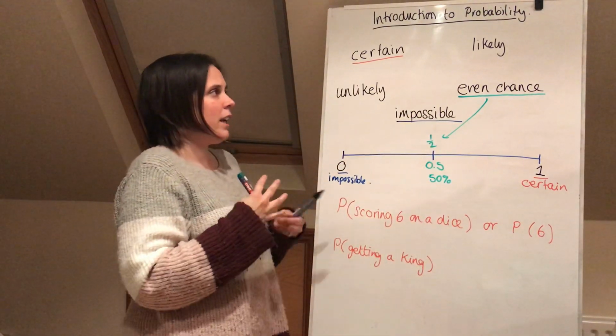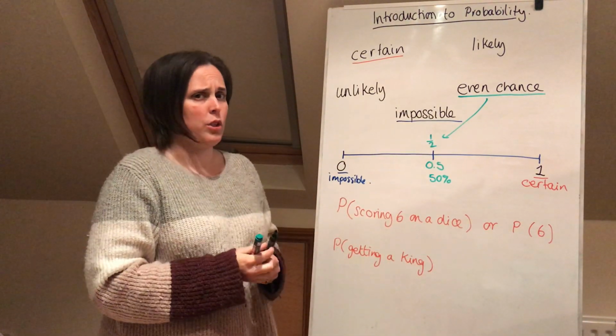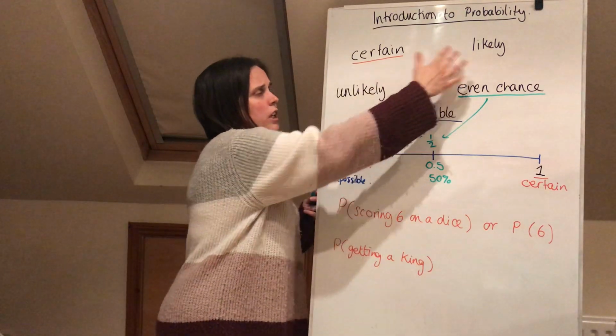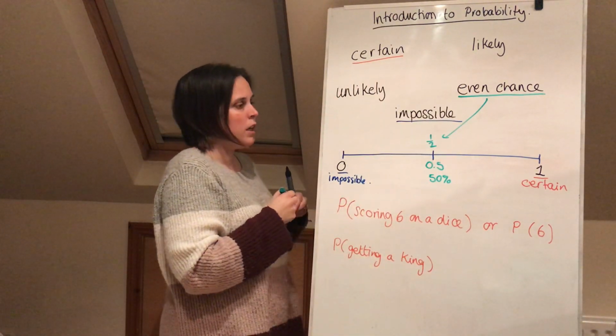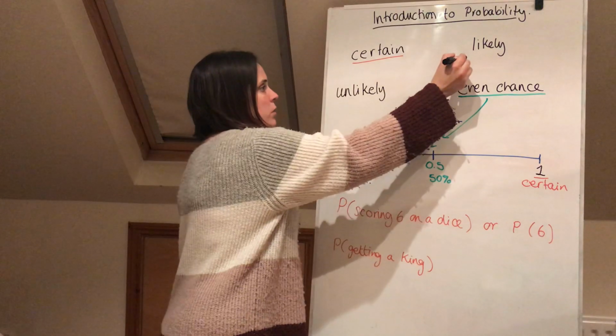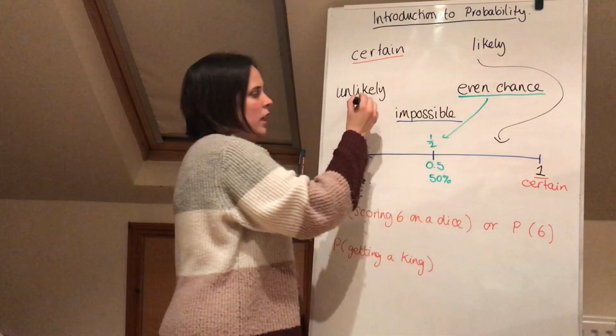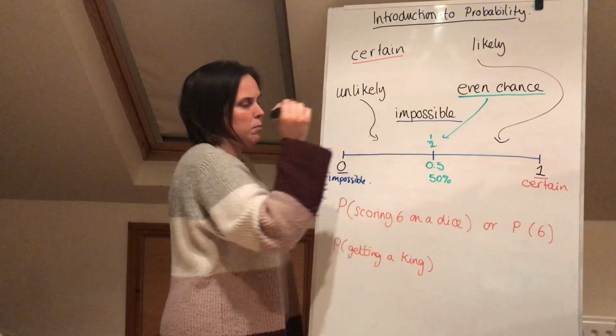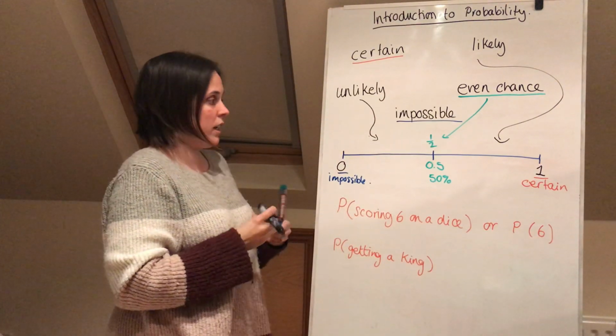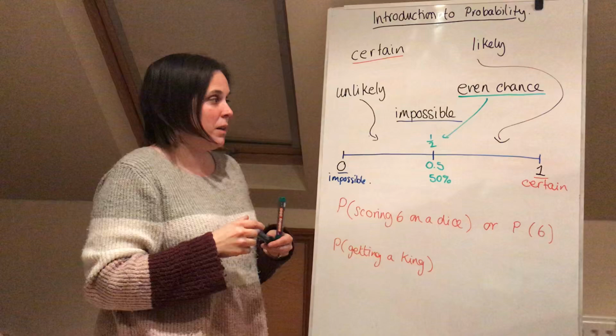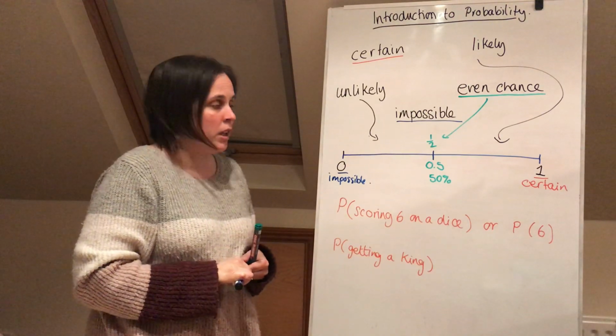And then likely and unlikely, it's a bit wishy-washy really, that you can't actually associate a particular number with that, but certainly your likely would go somewhere closer to 1, and your unlikely would go somewhere in this kind of region down here, closer to 0. But it depends on the situation.